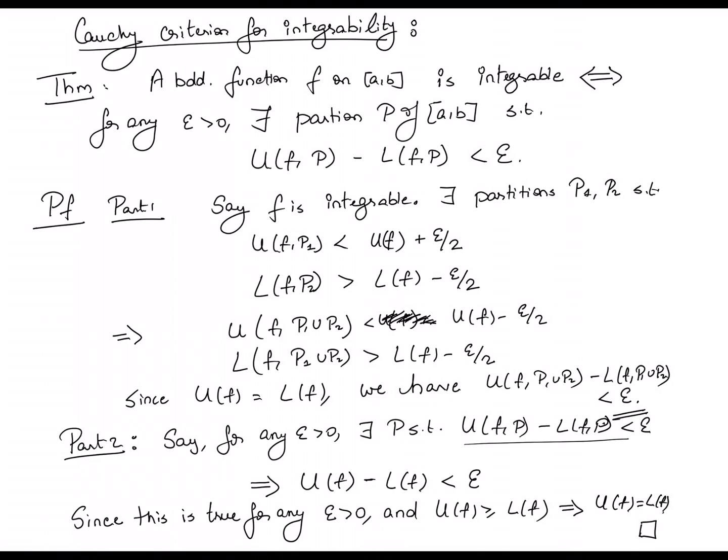So in conclusion, what we have proved is the so-called Cauchy criterion for integrability, which is to say that a function is integrable if and only if, no matter what epsilon you pick, I can find a sufficiently fine partition of the interval [a, b] such that the gap between the upper and the lower sums on that partition will be less than epsilon. So if you can do this for every positive epsilon, the function is integrable, and vice versa.